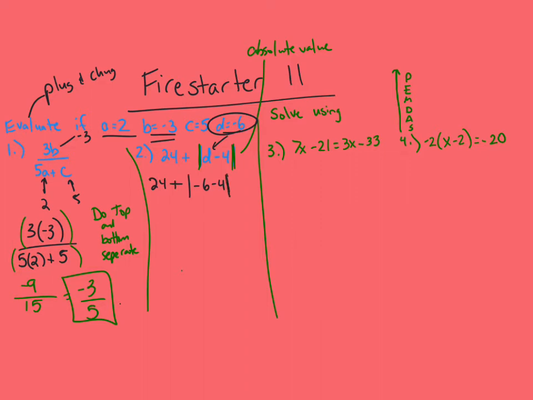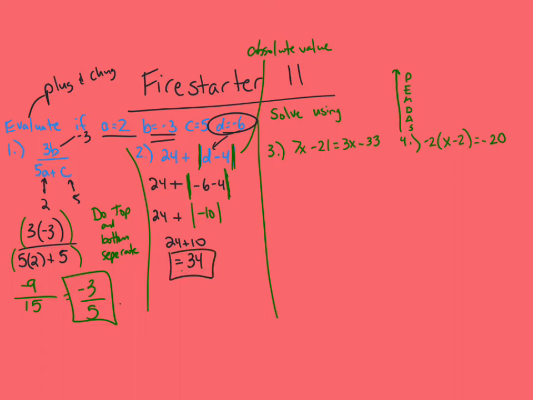Now, like I said, the absolute value bar is right here. That means absolute value. Absolute value is you do the inside, and if there's a negative, you just make the negative go away. So this becomes -10 inside the absolute value, which turns into just +10. So I have 24 plus the absolute value of -10, which is +10. So I get 24 plus 10 equals 34. That's it. All right. 3.